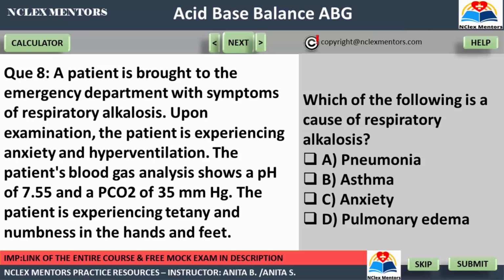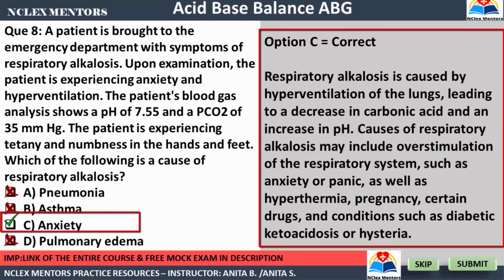All right, time's up. Let me reveal the right answer to you. The right answer is option C. Respiratory alkalosis is caused by hyperventilation of the lungs, leading to a decrease in carbonic acid and an increase in pH. Causes of respiratory alkalosis may include overstimulation of the respiratory system, such as anxiety or panic, as well as hyperthermia, pregnancy, certain drugs, and conditions such as diabetic ketoacidosis or hysteria. Pneumonia, asthma, and pulmonary edema are causes of respiratory acidosis, not alkalosis.